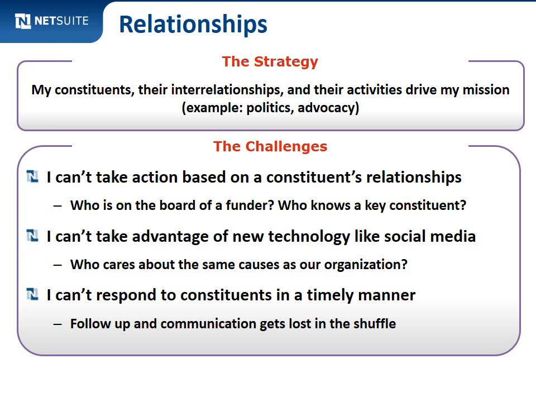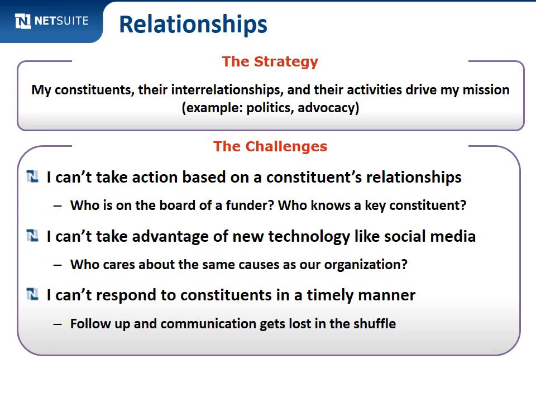So the relationship strategy is really, I need to know about my constituents, their interrelationships, and their activities that drive my mission. Now these strategies build upon one another, right? So I might need both contacts and relationships. Usually you need all these things once you get to the higher levels anyway. The best example for this strategy is really the politics and advocacy space, where whom you know and whom the people you know are incredibly important to your mission.